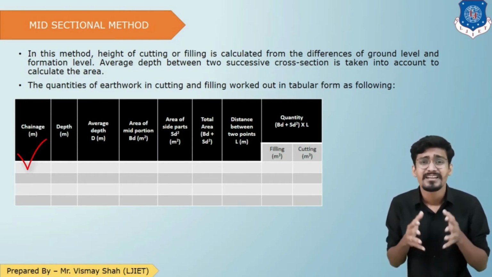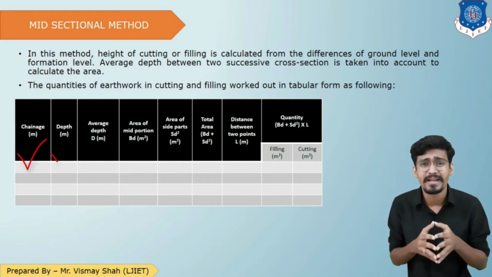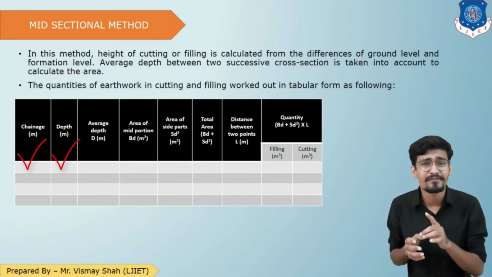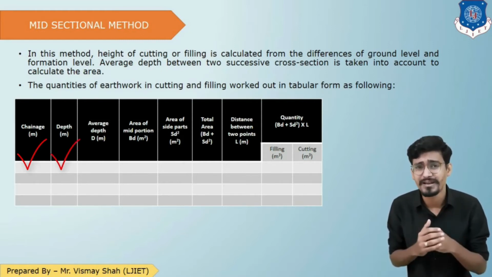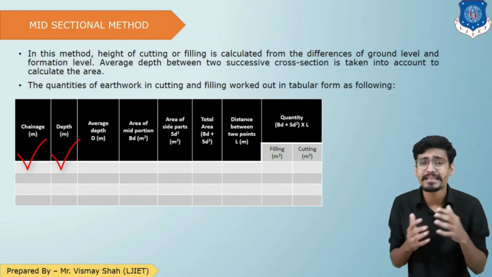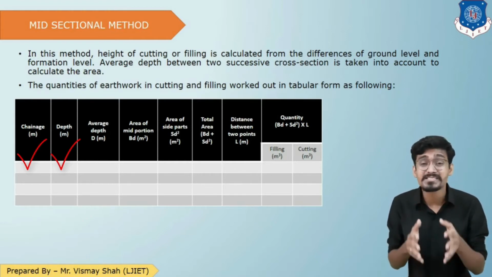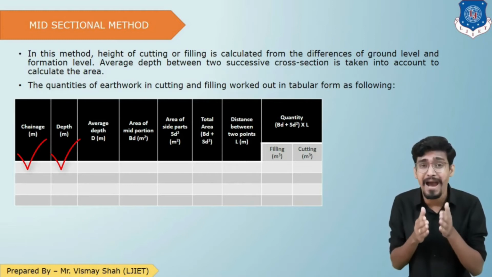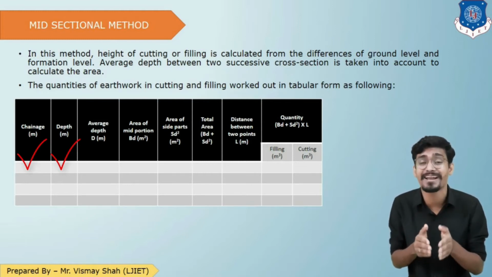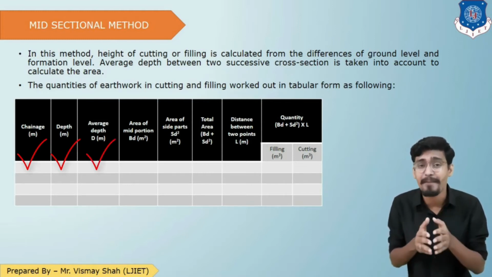Then, the second column is depth. This depth is the difference between ground level and formation level. The ground level data and the formation level data will be given to you in the question. The next and very important part of the mid-sectional method is average depth.